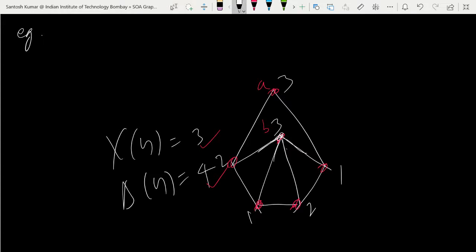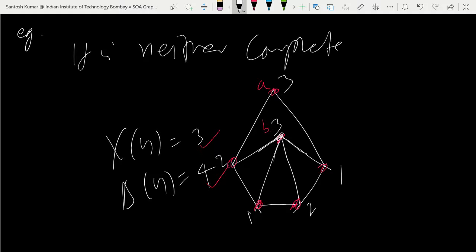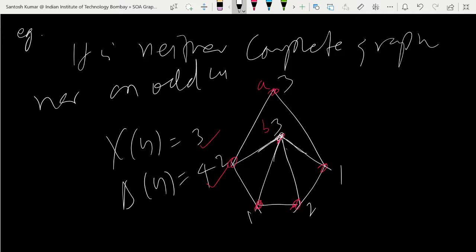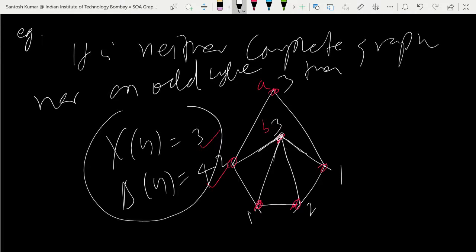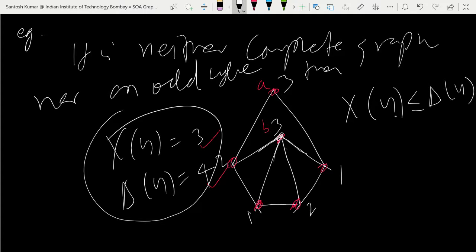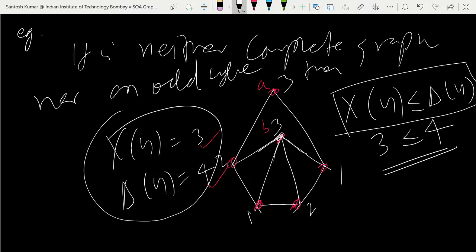So in such graphs, it is neither a complete graph nor an odd cycle. Then you can check: chromatic number is 3 and delta G is 4. So the chromatic number is less than or equal to delta of G, meaning you can verify here 3 is less than or equal to 4. That is correct. There we also verified that chromatic number is less than or equal to delta G plus 1. That was also fine. But we have now some specific result.